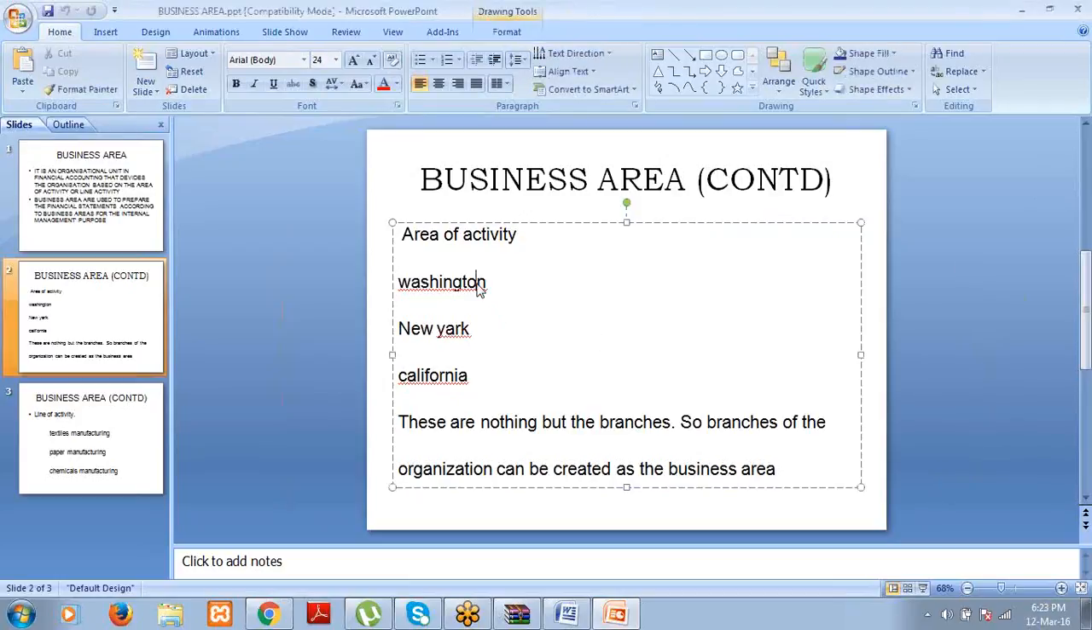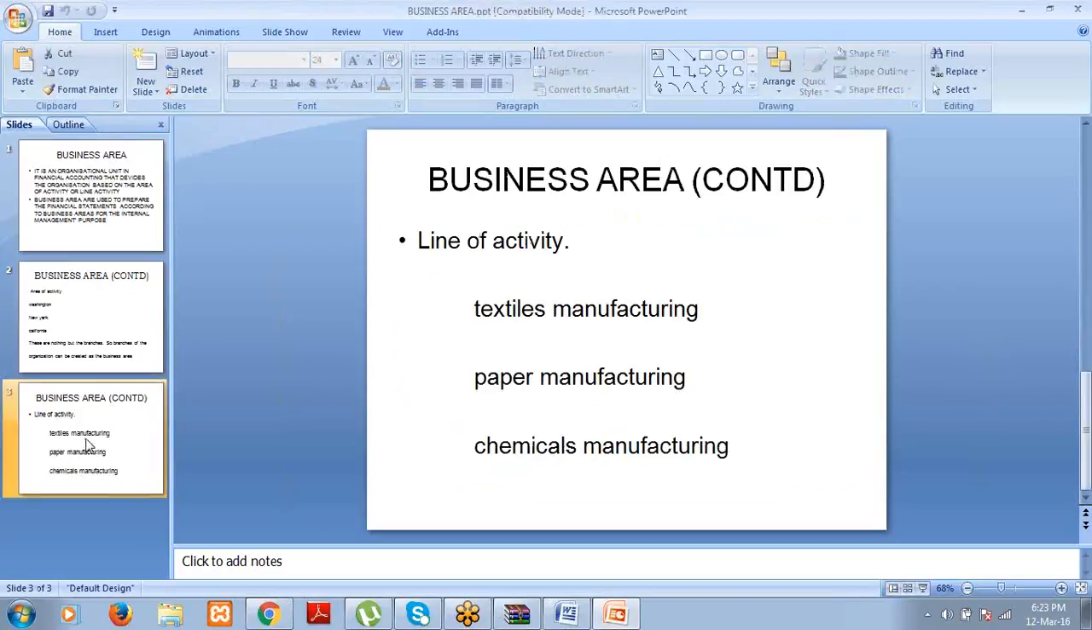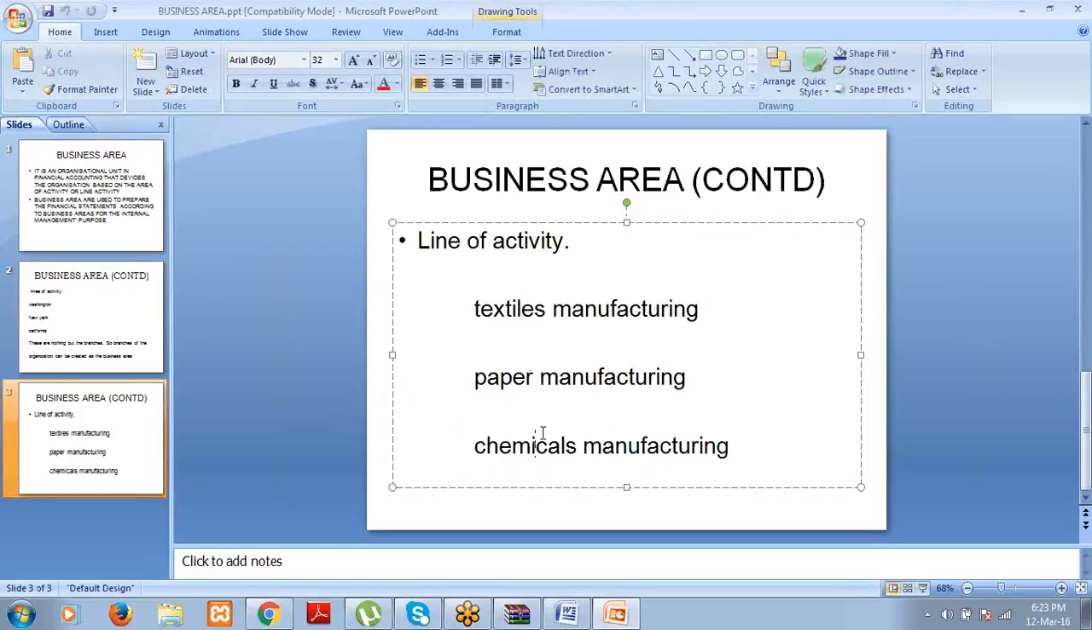So always first the business areas are to be created on the basis of geographical area of activity. Washington will be created as one business area, New York will be created as one business area, California will be created as another business area. So when you create these geographical areas as business areas, you can prepare P&L account and balance sheet for each business area. So you can find the profit. Management requirement is met.